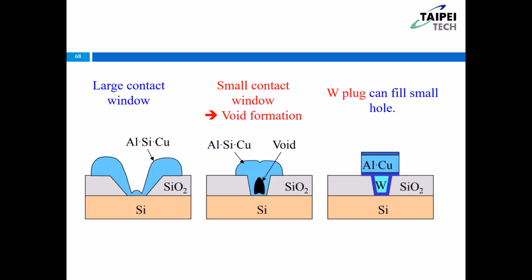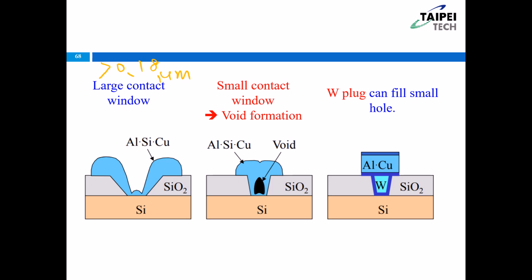This slide is just for your reference. Many years ago, we used the aluminum because the contact hole was very large, a large contact window, a large contact hole. So we can use the aluminum, okay? That was before, when the technology was no smaller than 0.18 micrometer. So many years ago, maybe before 2000, okay?